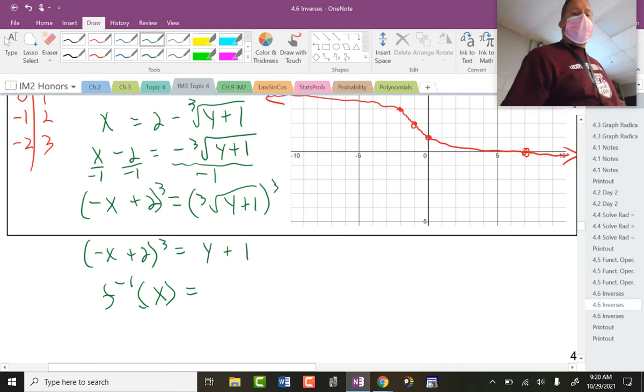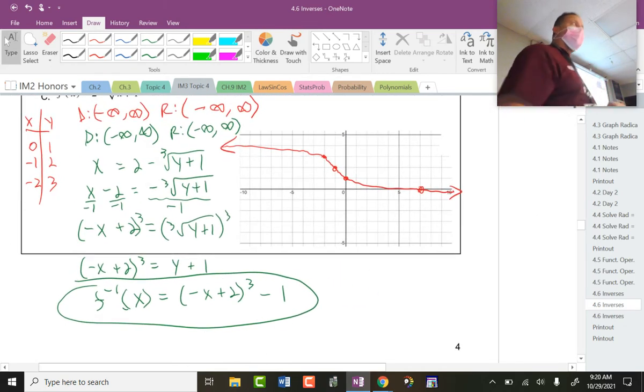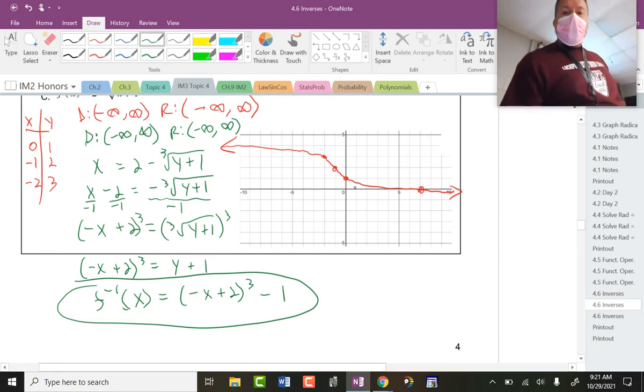You can see how my pen intermittently writes and doesn't write. Negative x plus 2 cubed minus 1. I've never graphed that before. Who cares? Input, say it. What do I plug in first for x? 3, 2, 1, go. Ooh, the negative in front scaring you? 2, because 2 becomes negative. Negative 2 plus 2 is 0. 0 cubed minus 1. So I plugged in 2, and I got negative 1.